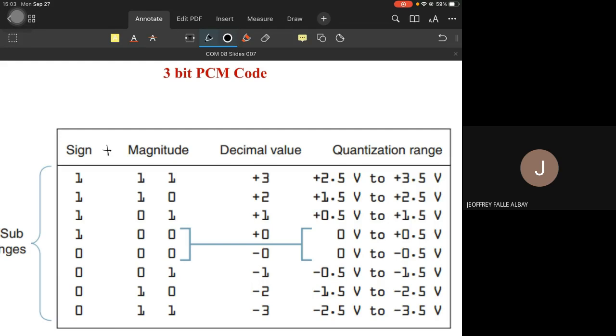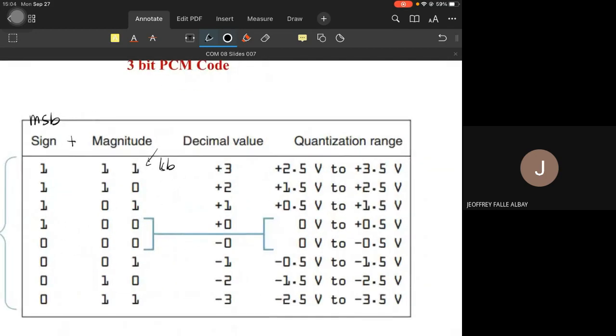For the sign magnitude system, the MSB is the sign and all the others are for magnitude. So this is the LSB. So this is where the rounding off happens.